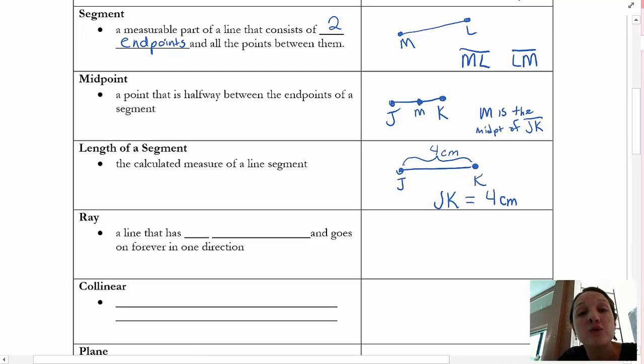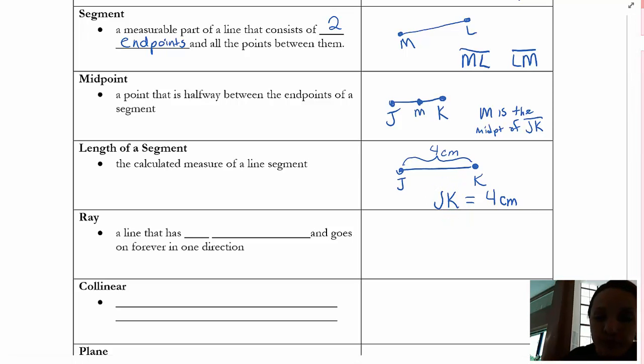Does the bar on top of your letters have arrows? If it does, that means you've got a line. If there's a bar but no arrows, segment. If there's no bar at all, that means we're looking at segment JK, but I don't care about the segment itself. I care about how long it is. I'm looking for a number. So JK without a bar means number, okay?